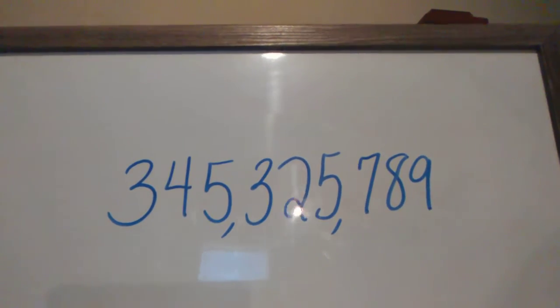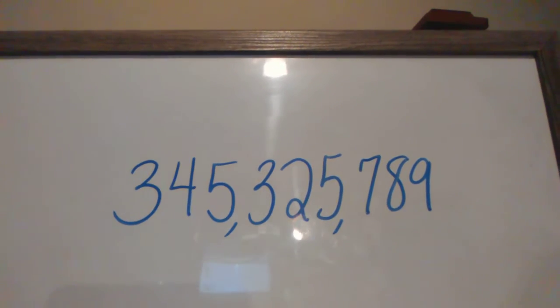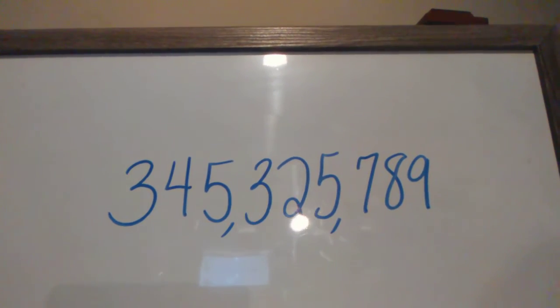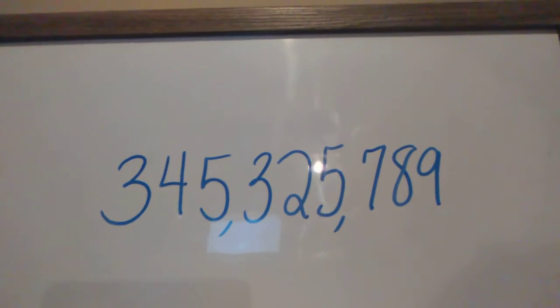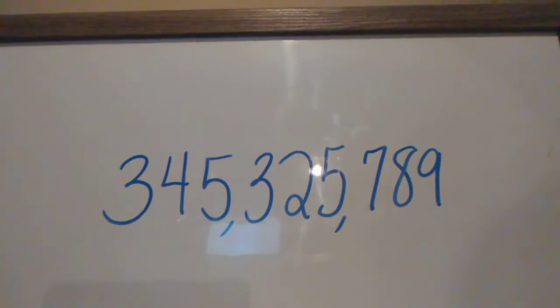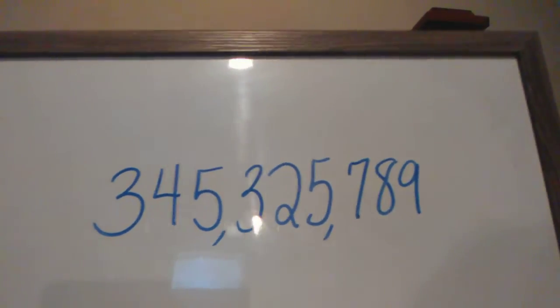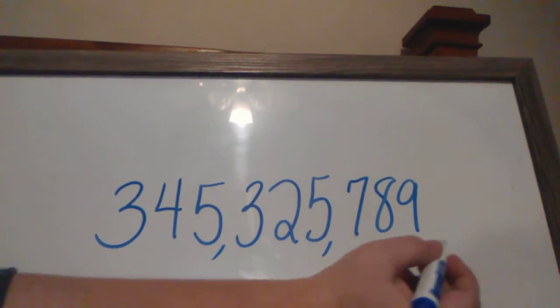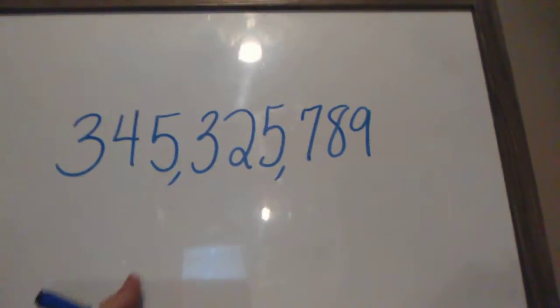Okay? The third question on the bottom says, what would 345,325,789 be rounded to the nearest 100,000? So I'm looking for my 100,000s place. So a place value chart would help me here. I could do it on lined paper or I could do it on grid paper.